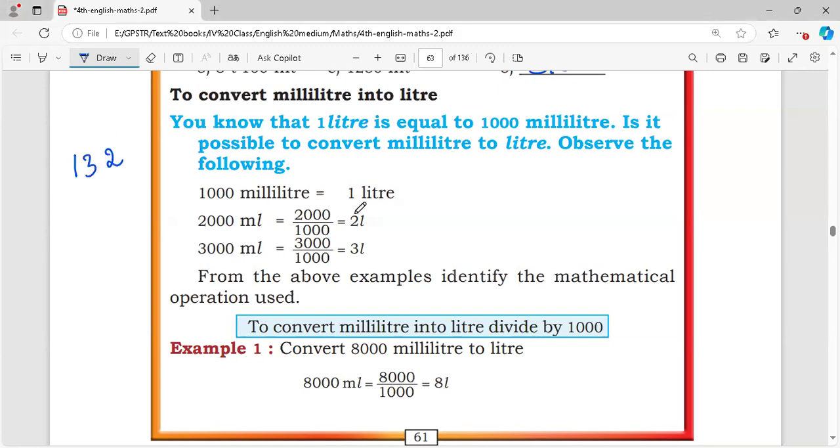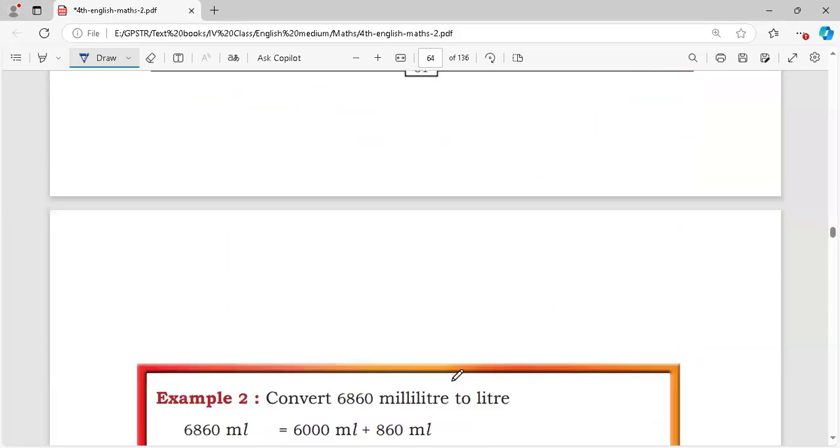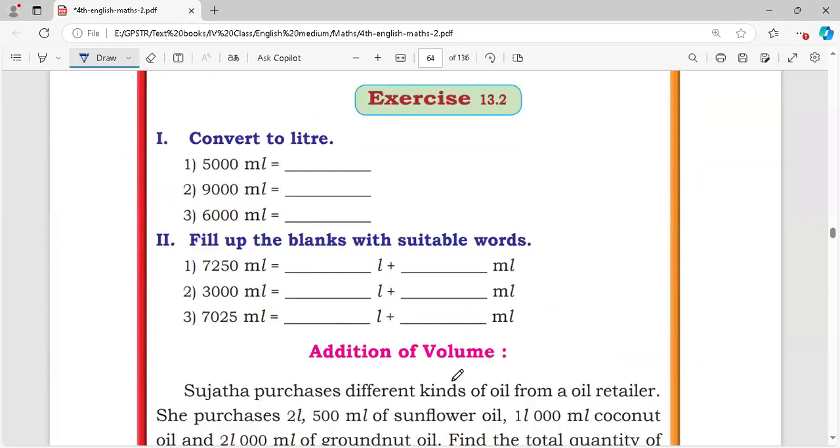Before going to the exercise, see some basic concepts. To convert milliliter into liter, divide by 1000. For example, convert 8000 milliliter to liter: 8000 by 1000 is equal to 8 liter. See the exercise.